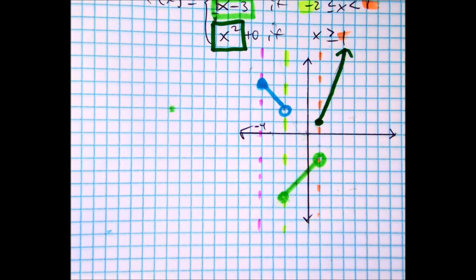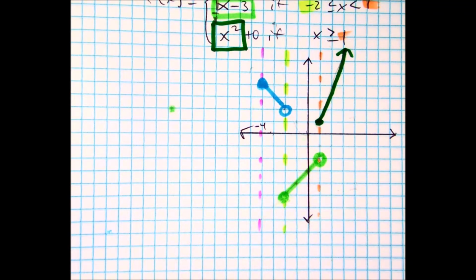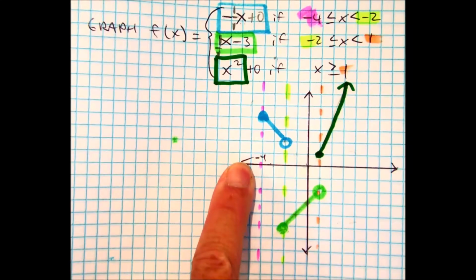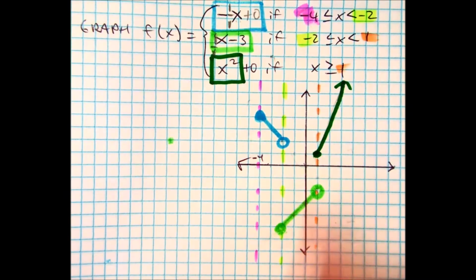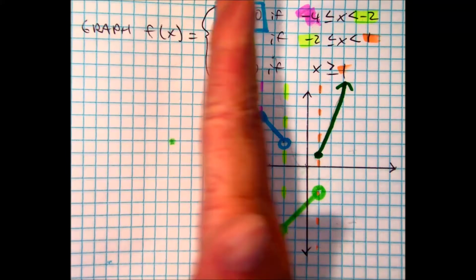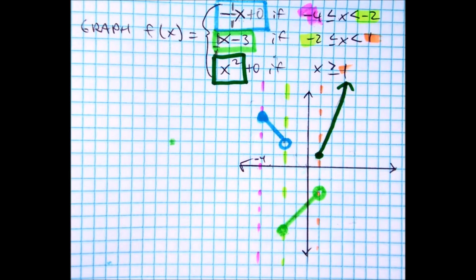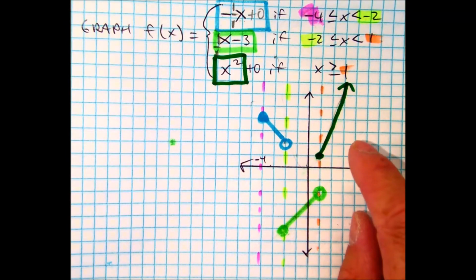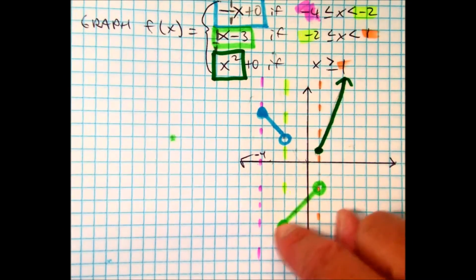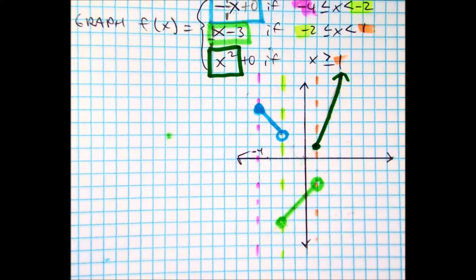And I got a crazy looking piecewise function. Notice I didn't have anything to the left of the pink line. Okay, it was nice that they gave me in order, right? Blue, green, and dark green. You see that going from left to right? That was kind of nice. In our piecewise function here, class, we have a bunch of what? Discontinuities. What kind of discontinuities? Bunch of jumps, right?